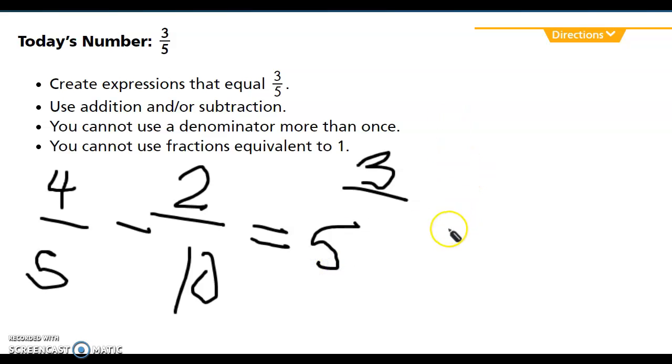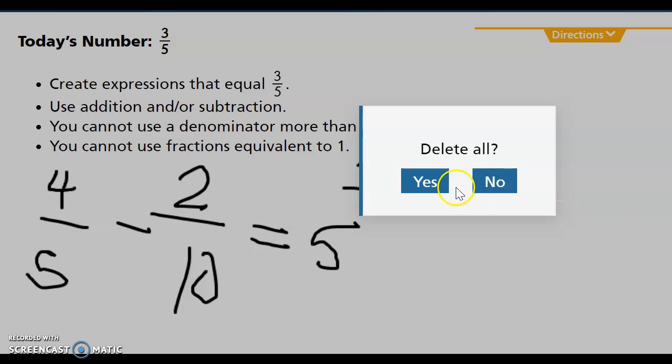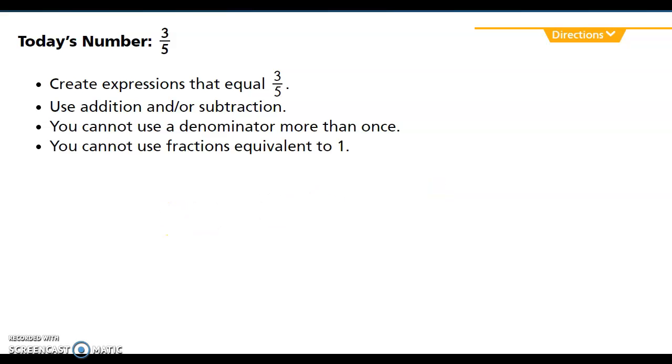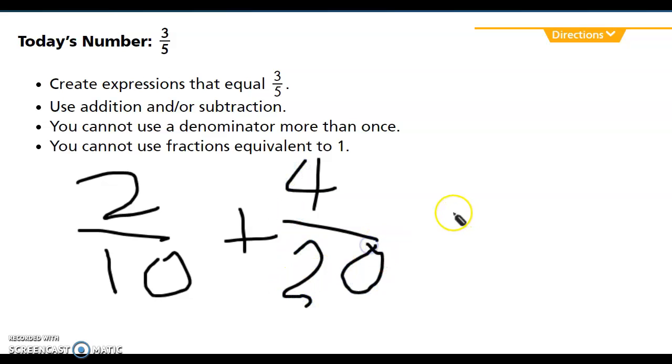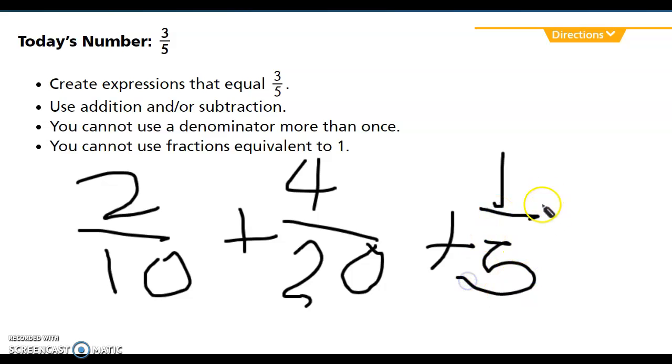I could have also found an expression such as 2/10 plus 4/20 plus 1/5 equals 3/5.